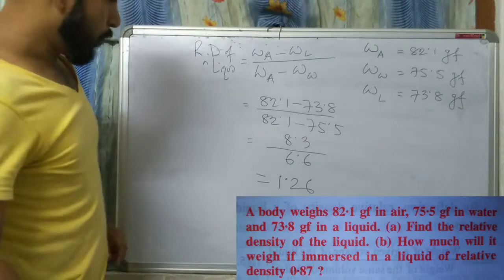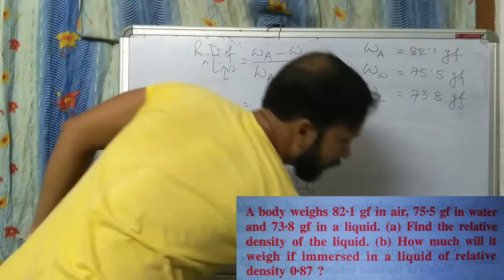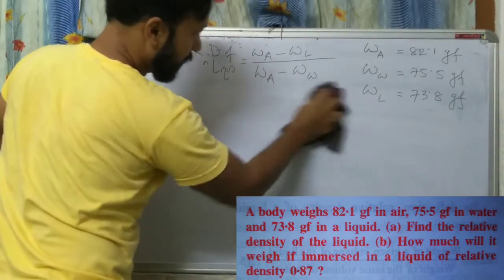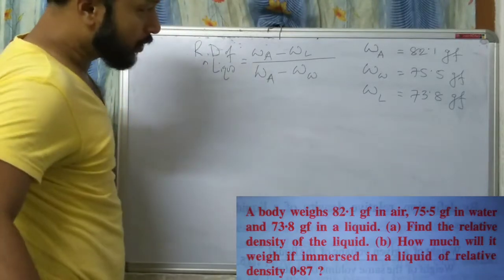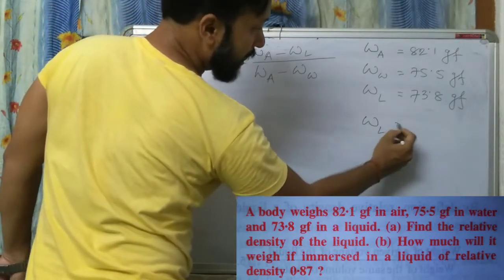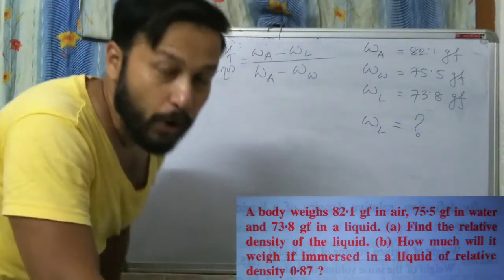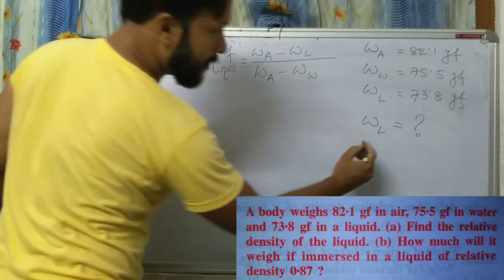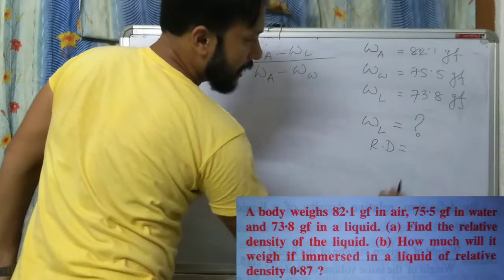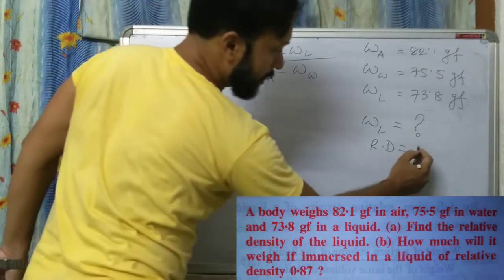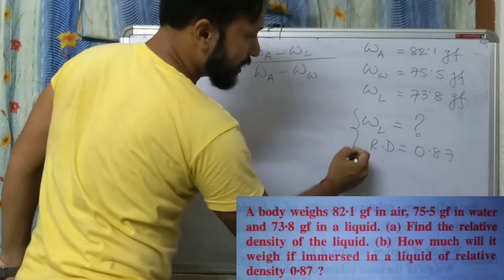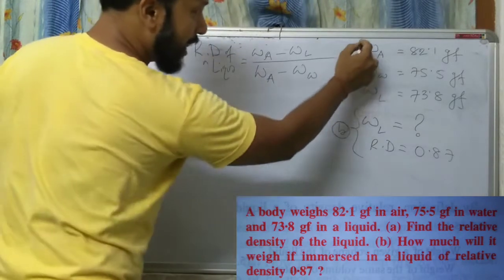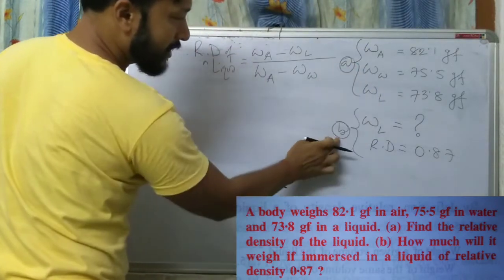So the same way, we have to put the values accordingly. Let's see what we are doing. We'll use the same formula, and this portion is not required. Now this is another liquid. We have to find the weight of that object in that particular liquid whose relative density is given, 0.87. This is the second part of the question. This much is part A and this is part B.